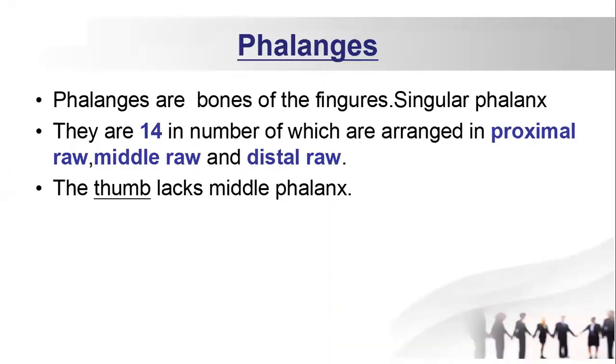In conclusion, we have the phalanges, and these are the bones of the fingers, and in singular form, it's known as the phalanx. There are 14 in number, arranged in a proximal row, middle row, and distal row. The thumb lacks a middle phalanx, as stated earlier in the image shown in the above slides. So, in general, we have 14 in number. That marks the end of our discussion.